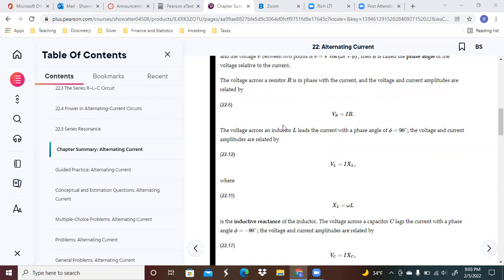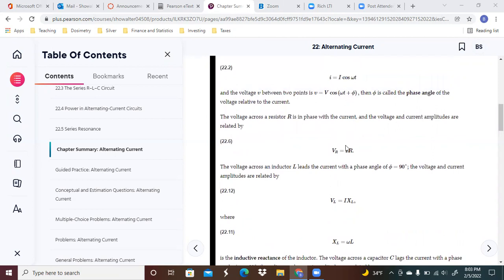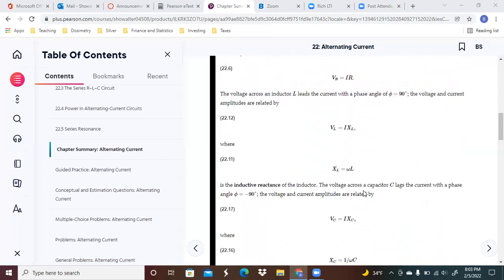The voltage across an inductor leads the current with a phase angle of 90 degrees. The voltage and current amplitudes are going to be related by this. So what we're seeing is that the voltage across a resistor is in phase with the current, and the inductor leads the current with a phase angle of 90 degrees. This is why this is going in here. May not necessarily need it here for the resistor. The inductor is a different story.